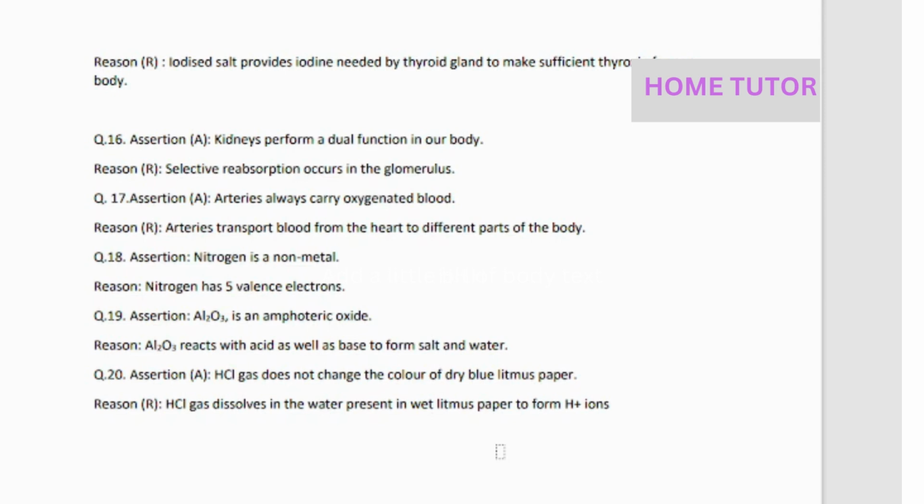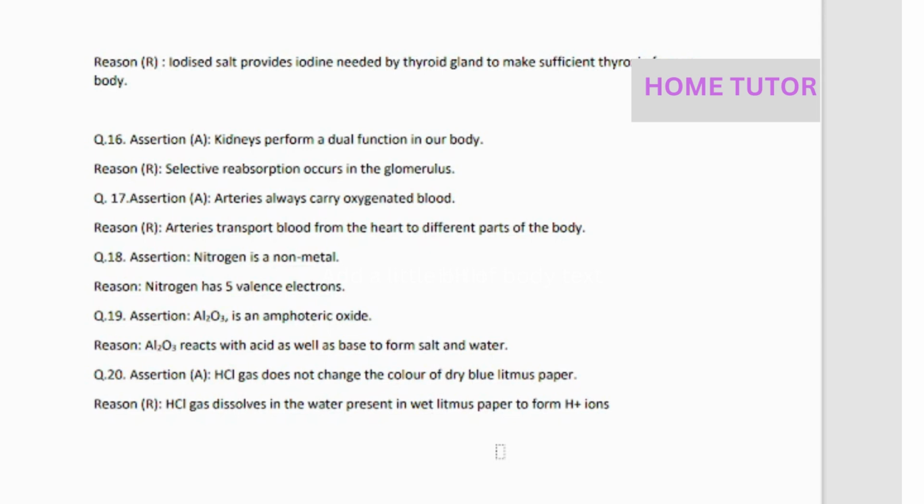Next question, question number 20. This is the last question. Assertion: HCl gas does not change the color of dry blue litmus paper. HCl gas does not show its acidic character without dissolving in water, because water dissociates it into H plus and Cl minus ions. Here H plus shows acidic character, and an acid is a proton donor, and the solution of HCl has protons to donate to others. So to show acidic character, HCl gas needs to dissolve in water.